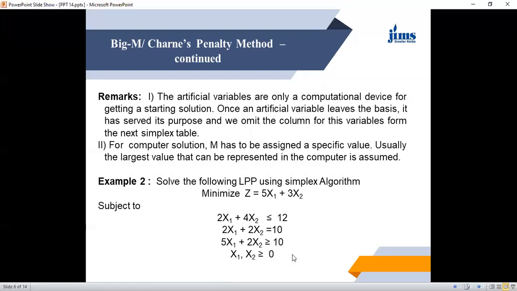So you see in this problem, what is the beauty? That you have got all three kinds of constraints. This is less than or equal to type, this is equal to type, and this is greater than or equal to type.